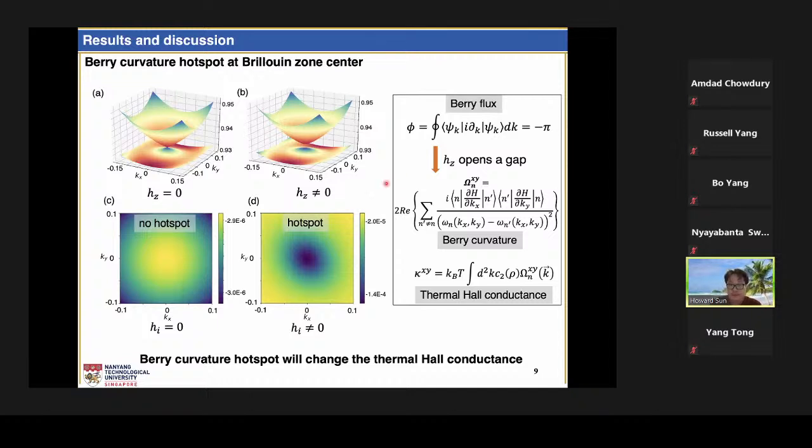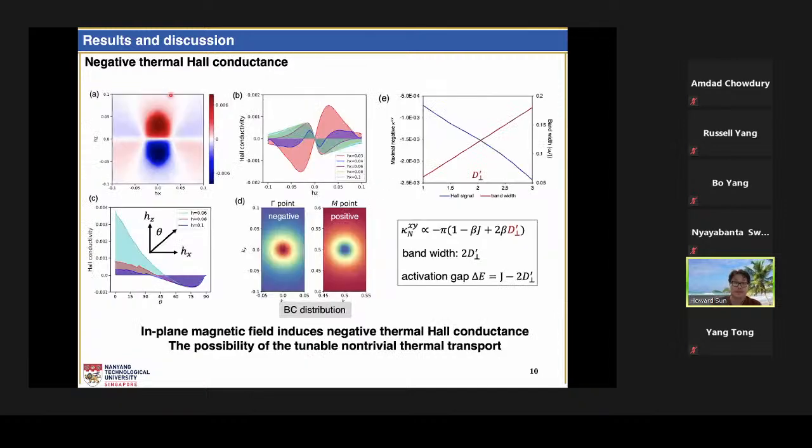So in order to verify this, for the experiments, we calculated the thermal Hall conductivity, and we can see a clear signal: when we increase the in-plane component of the magnetic field, or increase the tilted angle, the positive thermal Hall conductance can go through zero and into the negative region. And this can be understood by the Berry curvature distribution.